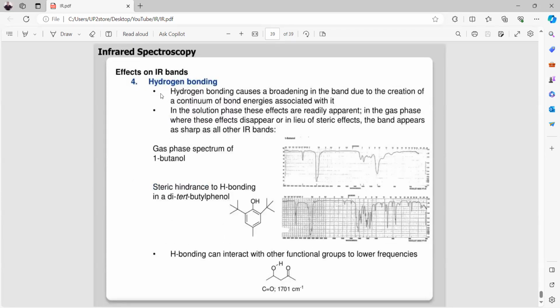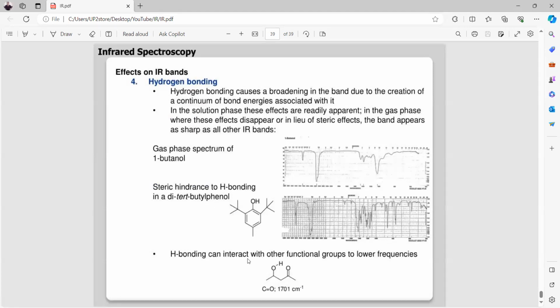The last reason is hydrogen bonding. Hydrogen bonding causes a broadening in the band due to the creation of a continuum of bond energies associated with it. In the solution phase, these effects are really apparent. In the gas phase, where these effects disappear, or in the presence of steric effects, the band appears as sharp as other IR bands. Gas phase spectrum of 1-butanol, as you can see on the right side, and steric hindrance to hydrogen bonding in di-tert-butyl phenols. There is a steric hindrance here, okay?